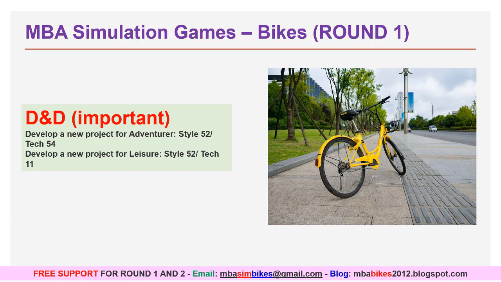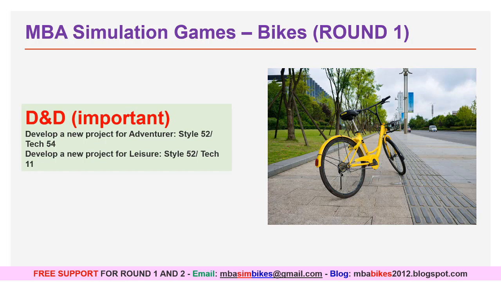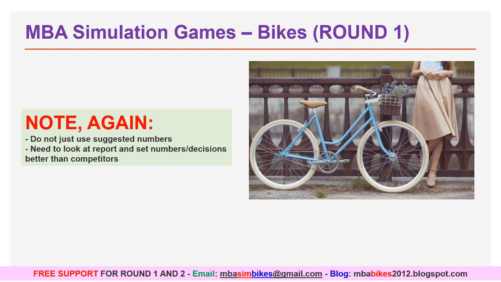So round one, we need to invest in developing a new project for adventure with the style of 52 and technology and technical specification of 54. And also we develop a new project for laser style of 52 and tech 11. So next round we can start production of 2 segments based on these 2 projects. And laser does not require update every round, but adventure needs updating every round. So we need to develop new project for adventure in almost every round. Again, this is very important.